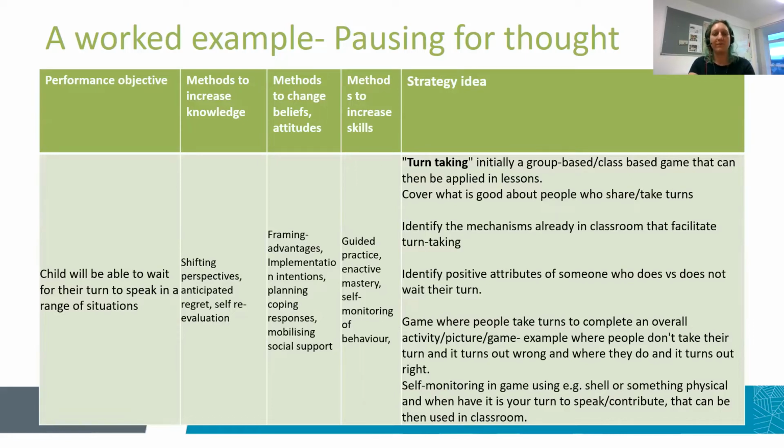So then we go and we look at behavior change methods that we know improve knowledge. So things like shifting perspectives or anticipating regret or self-reevaluation. Anticipated regret is an interesting one. It's kind of thinking about, how would you feel if you shouted out and somebody else didn't get a chance to speak, and getting someone to think, oh, actually, I'd feel bad about that.